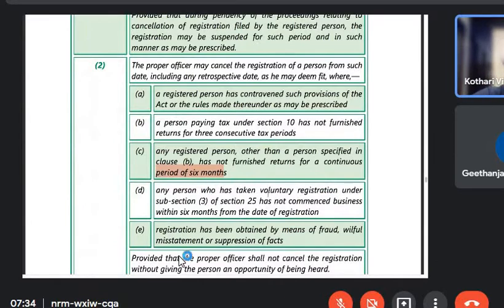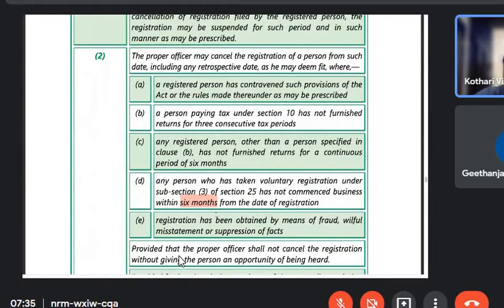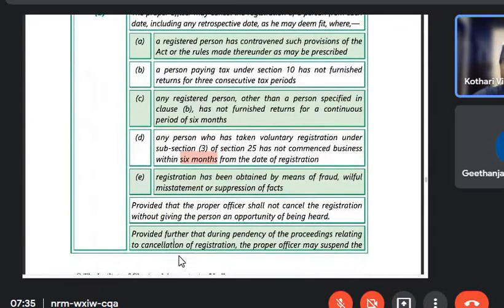Any person who has taken voluntary registration under subsection 3 of section 25 and has not commenced business within 6 months from the date of registration. So if a person has obtained a voluntary registration and has not commenced the business within 6 months from the date of registration, then also the proper officer can cancel the registration.